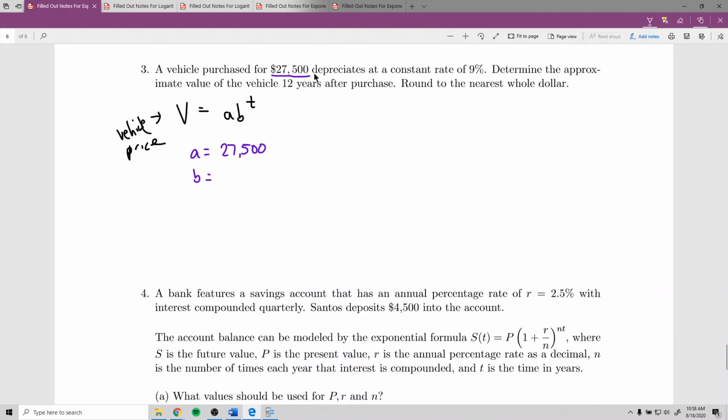Now depreciate means it's going down in value. So this is how it's related in b. It's decreasing, it's going down. So we start with our 100%, subtract off the constant rate of 9%. 100 minus 9 is 91%. And switching that to a decimal is 0.91. All right, so when we plug in a and b, we get its price, v equals 27,500 times 0.91 to the t power.